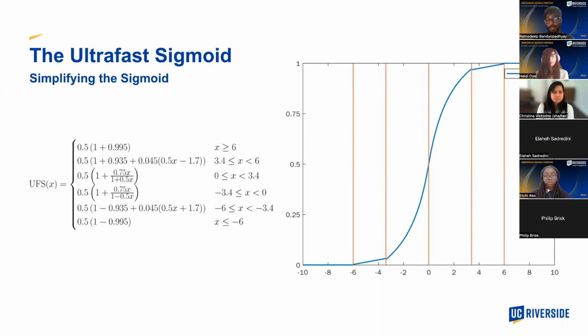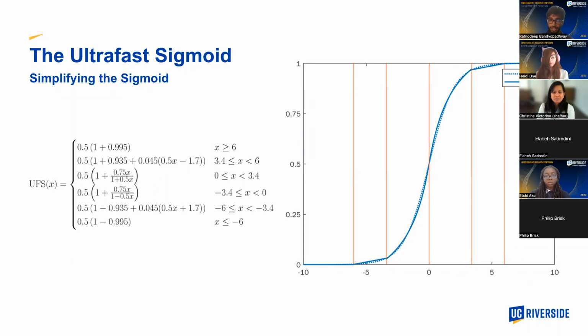Here we go. This particular approximation is called the ultrafast sigmoid. It's abbreviated as UFS. And you'll notice slight inaccuracies, so let's add the true sigmoid back to compare. While there are deviations, in general, this approximation is quite faithful to the original sigmoid.